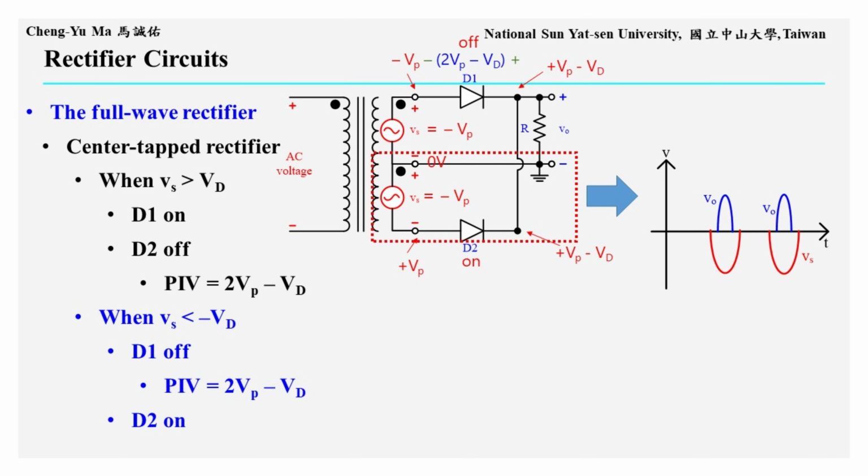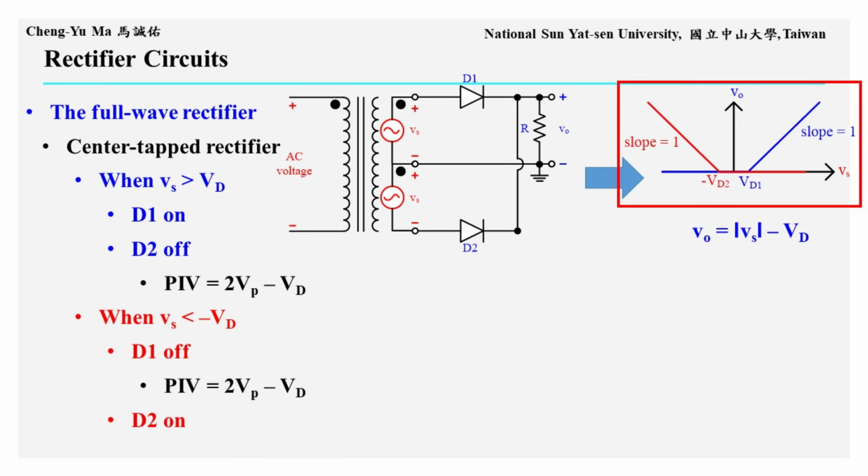Next, when Vs enters the negative half cycle, take the peak value negative Vp as an example. The anode of D1 is now at negative Vp, so D1 is reverse biased and remains off. The anode of D2 is at positive Vp, so D2 is forward biased and turns on. Therefore, the cathode of D2 is at positive Vp minus Vd, and Vo also equals positive Vp minus Vd. The output is still a positive voltage, and the PIV of D1 is 2 Vp minus Vd.